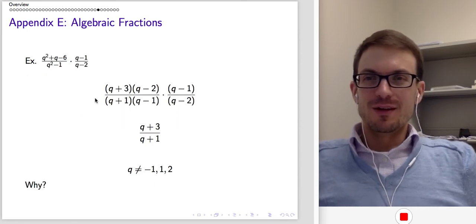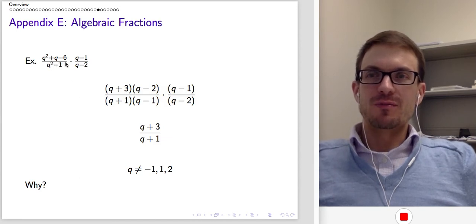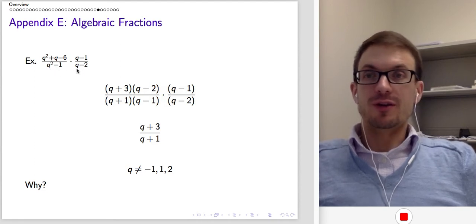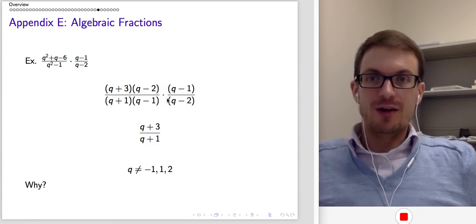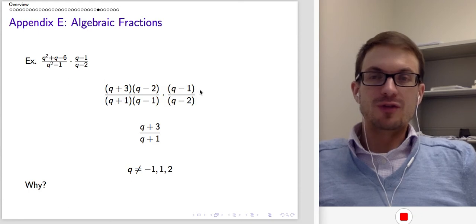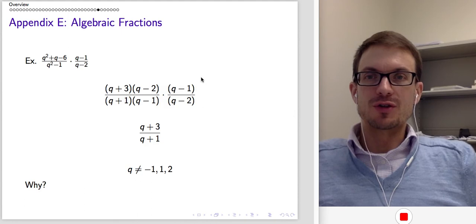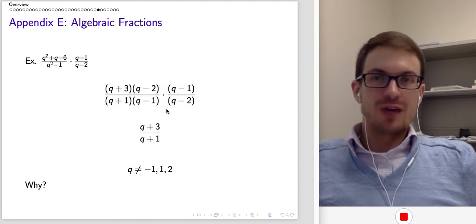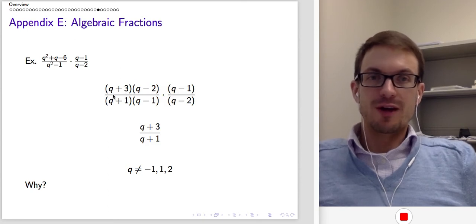Anyway. Okay, so here we have q squared plus q minus 6 divided by q squared minus 1 times q minus 1 divided by q minus 2. So just factor the numerator, factor the denominator, and then do this multiplication. Well, we can cancel a whole bunch of things right from the get-go. So this quantity q minus 1 cancels with this one. This quantity q minus 2 cancels with that one. And we're left with just these first terms: quantity q plus 3 divided by the quantity q plus 1.